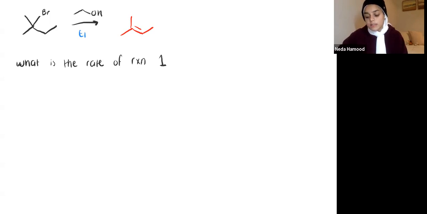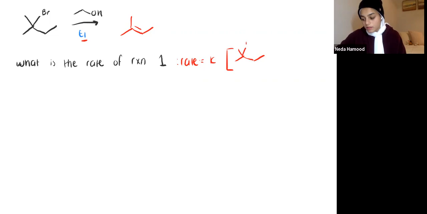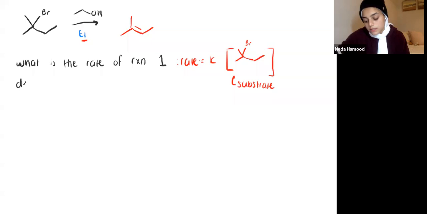E1 reactions mean that the rate is going to be dependent upon one thing. So the rate here equals k times our first little molecule bit, the R like that. And we can see that it is on a tertiary leaving group. So E1 is dependent only on the substrate. So this is our substrate. And then provide a detailed mechanism for reaction 1. So, detailed mechanism.